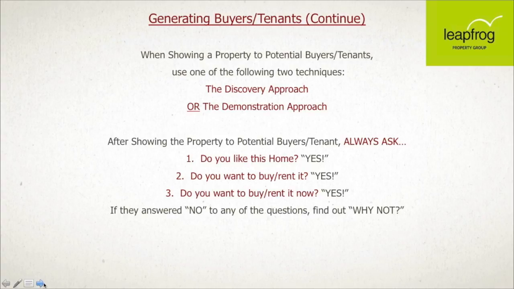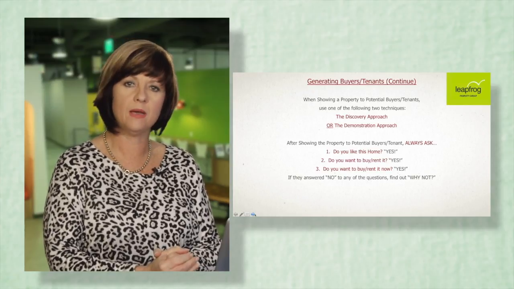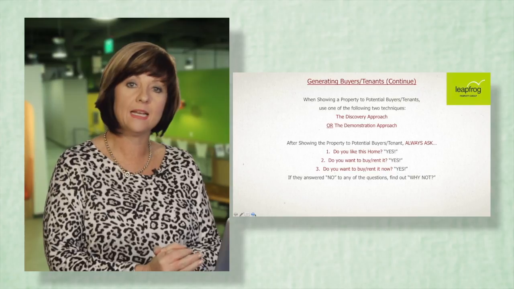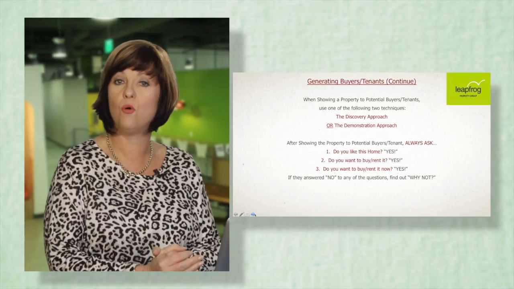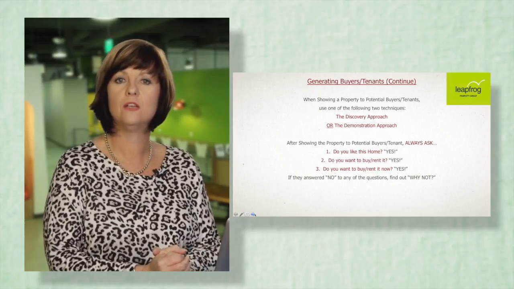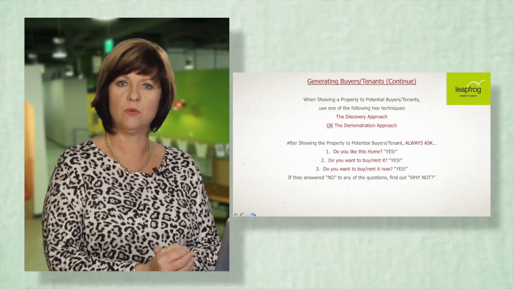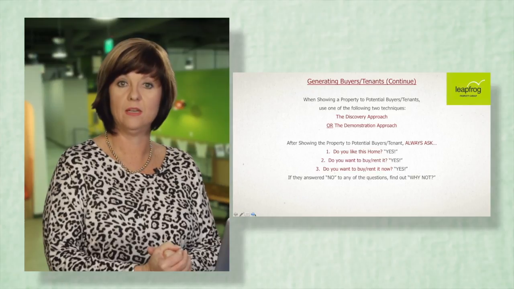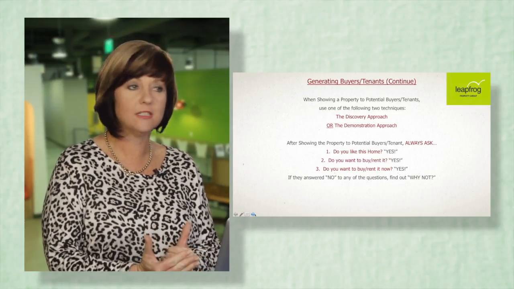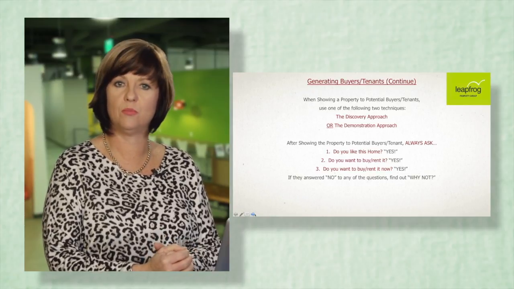So, when taking a buyer or a tenant through a property, we talk about a demonstration approach or a discovery approach. Remember, it's always about making that client feel comfortable with you at all times. That's going to build rapport and it's going to build trust. So let's look at what is this demonstration approach. A demonstration approach is when someone would like you to take them through the property. Show them specifically special features, room by room. That is a demonstration approach.